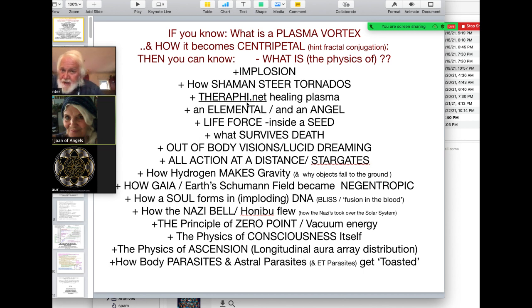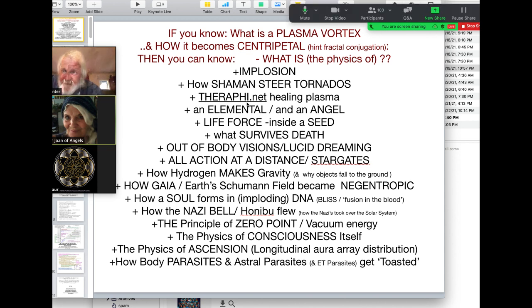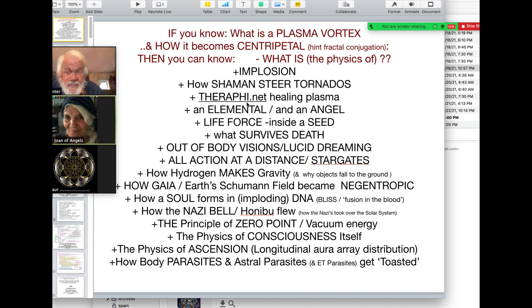So next question: if you knew why a plasma vortex was centripetal, you could know the physics of what is life force inside a seed. Very important concept. A seed is alive or dead if it can suck in the first nutrient. Well, you know what that suction is? Plasma implosion.